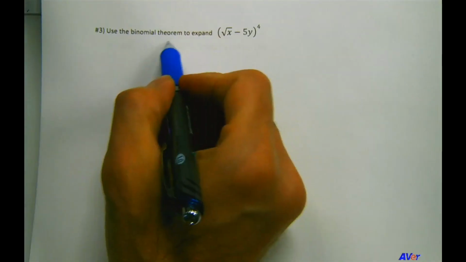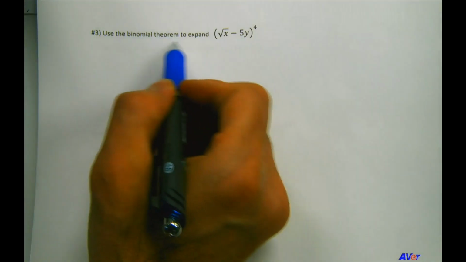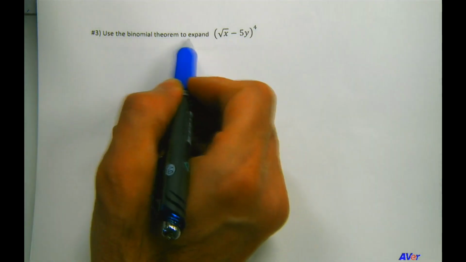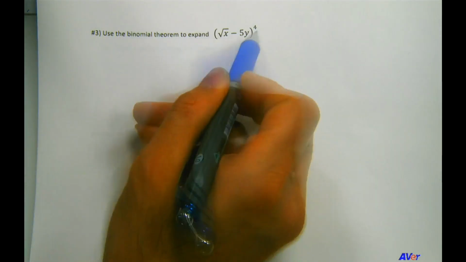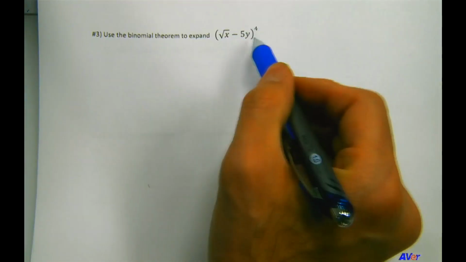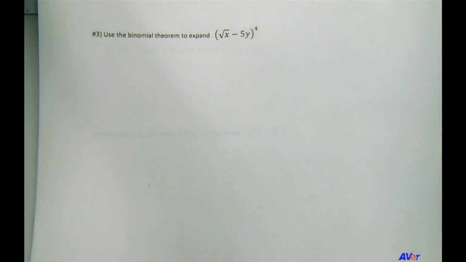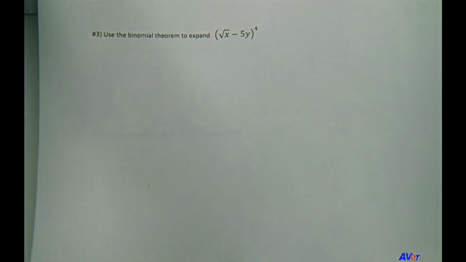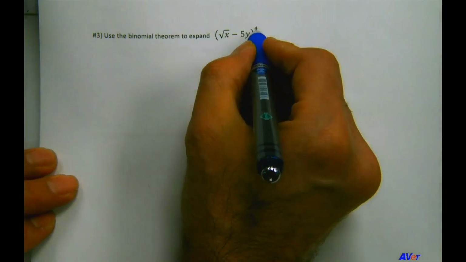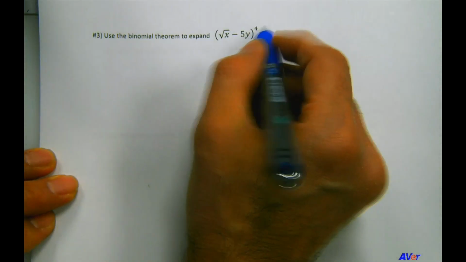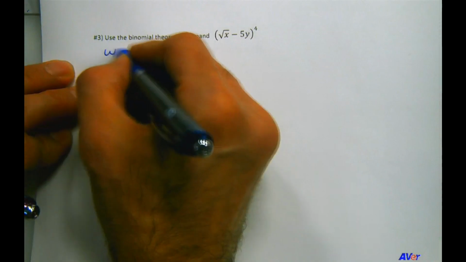Now, let's use the binomial theorem, not Pascal's triangle, right? Let's use the binomial theorem to expand this expression. So let me ask you this. Without having seen the expansion, how many terms are we going to have? Are we going to have 8, 3, 6? How many terms? If you said 5, you are correct, because n plus 1 or 4 plus 1 is going to be 5.